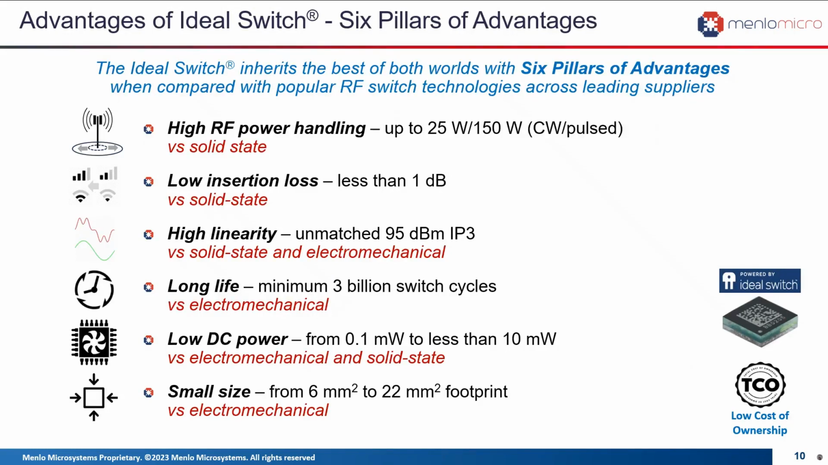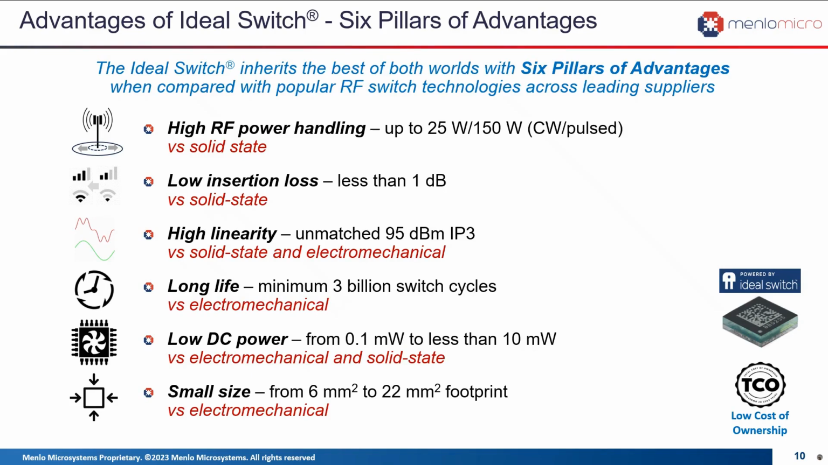With a market survey on key switch technology across about a dozen leading suppliers, we discovered that although the solid-state RF switch inherits wide frequency band, fast switching, low DC power, and long life, it's too lossy and cannot handle high RF power, and it also distorts signals with high intermod distortions. Similarly, the electromechanical RF switch handles high RF power with low loss, but it consumes more DC power with shorter life, and is too large.